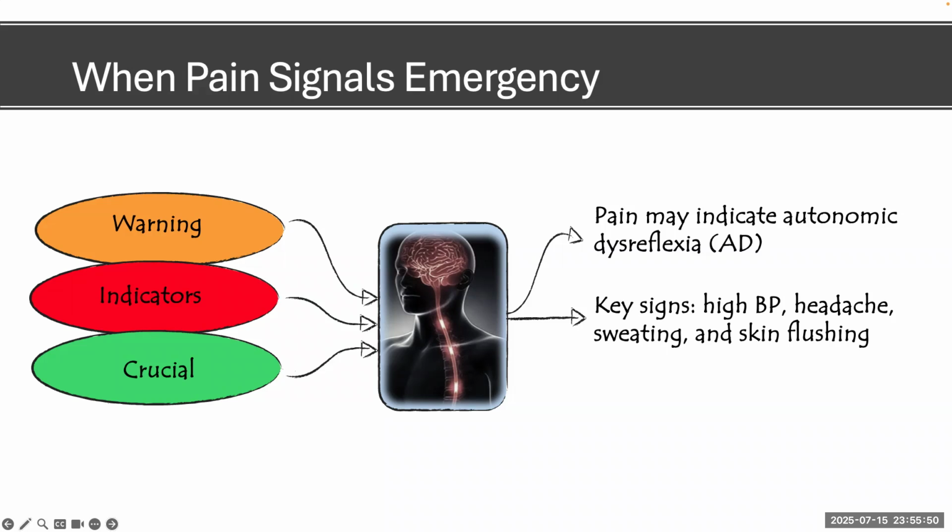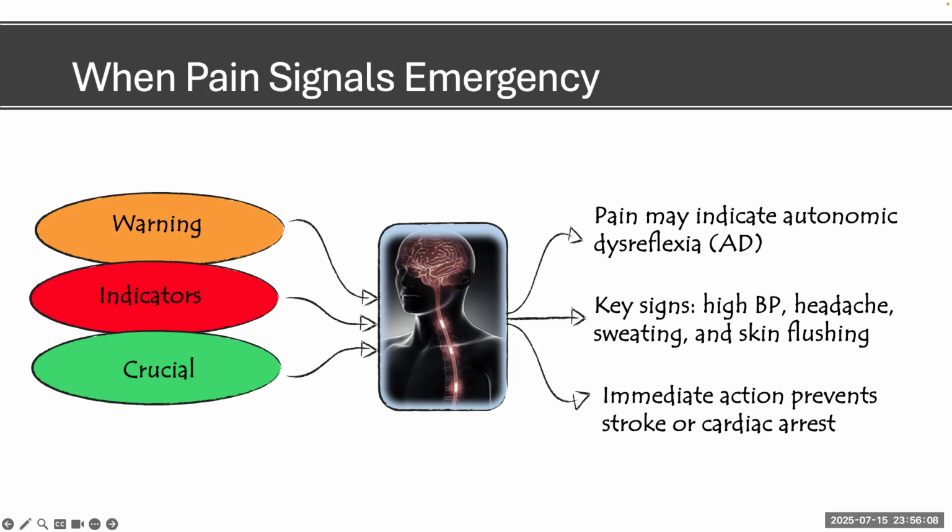Nurses must act fast, elevate the head of the bed, remove tight clothing, and begin investigating and resolving the trigger. Check the patient's blood pressure immediately, and do not leave the patient unattended. If symptoms persist, notify the provider and administer prescribed antihypertensives. Document all actions taken and monitor vital signs closely. Recognizing AD as a pain-related emergency helps us save lives. This is not just clinical skill, it's vigilance. Our timely actions make the difference between escalation and resolution.